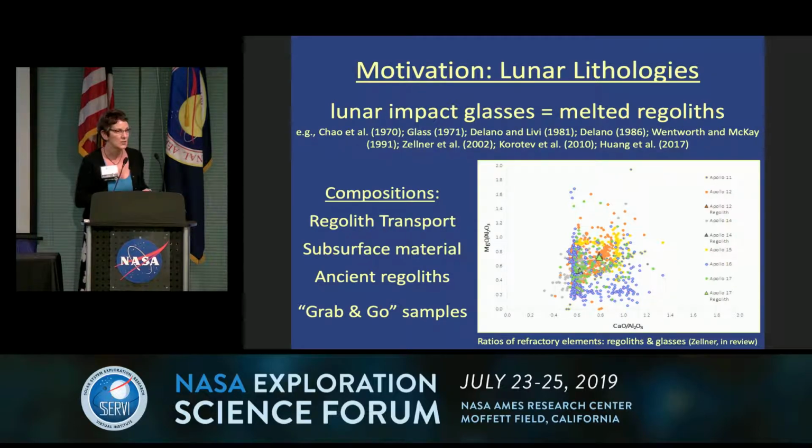The triangles, which are a little bit hard to see, are actually the average regolith composition, and then the glasses, which are the circles, are the glasses that were collected at those sites. So you can see that there is a wide variety of impact glass associated with each regolith site. And the glasses that have a composition that is typical of the regolith we call a local glass, and one that is exotic or not typical of the regolith we call an exotic glass.